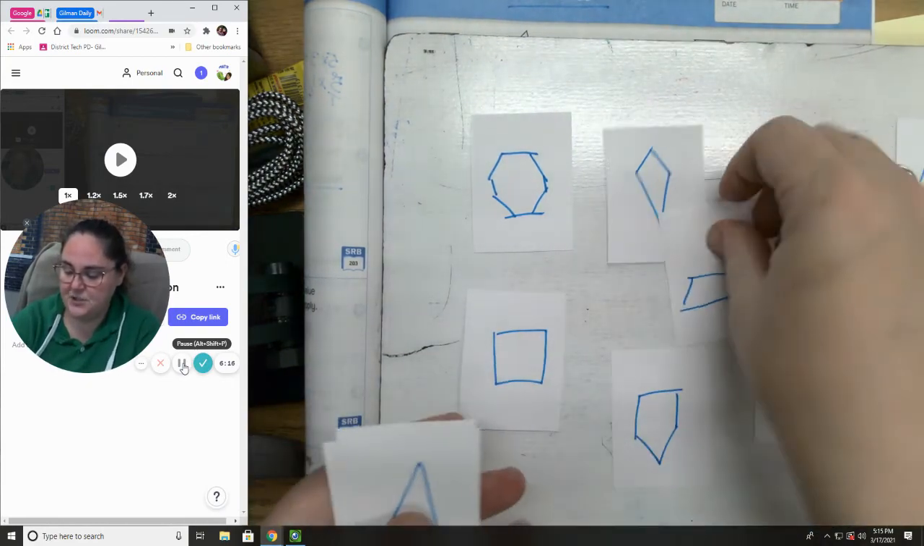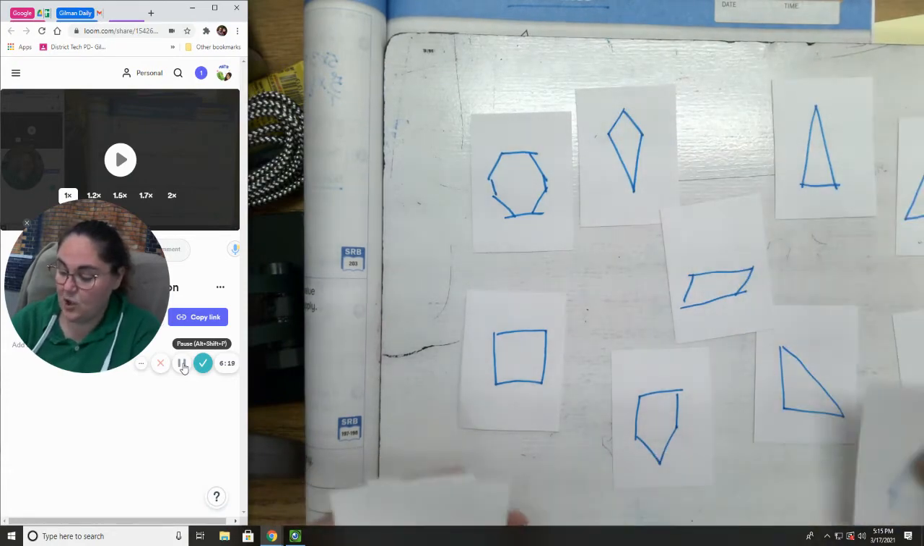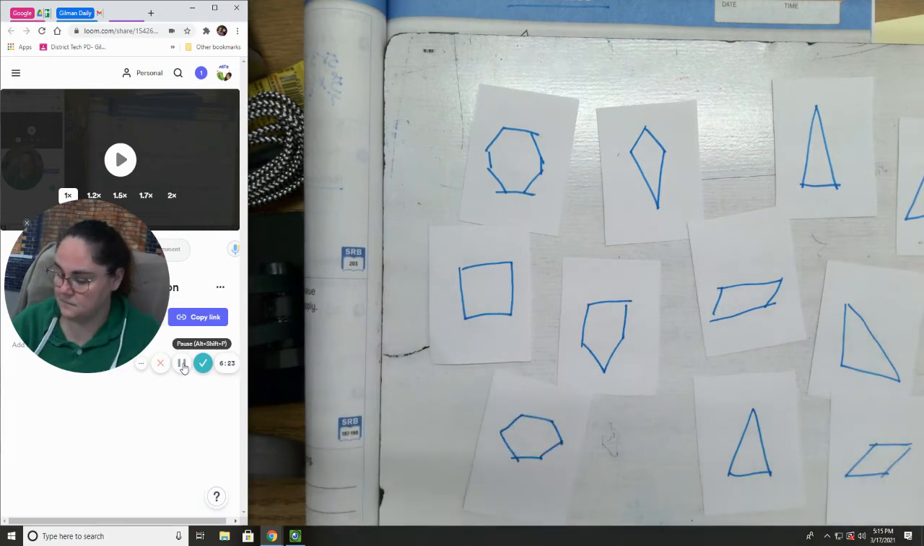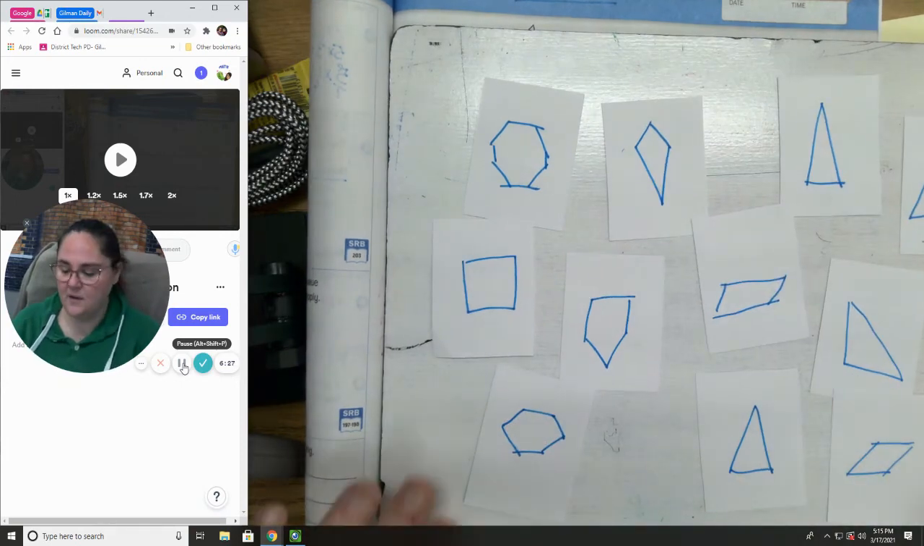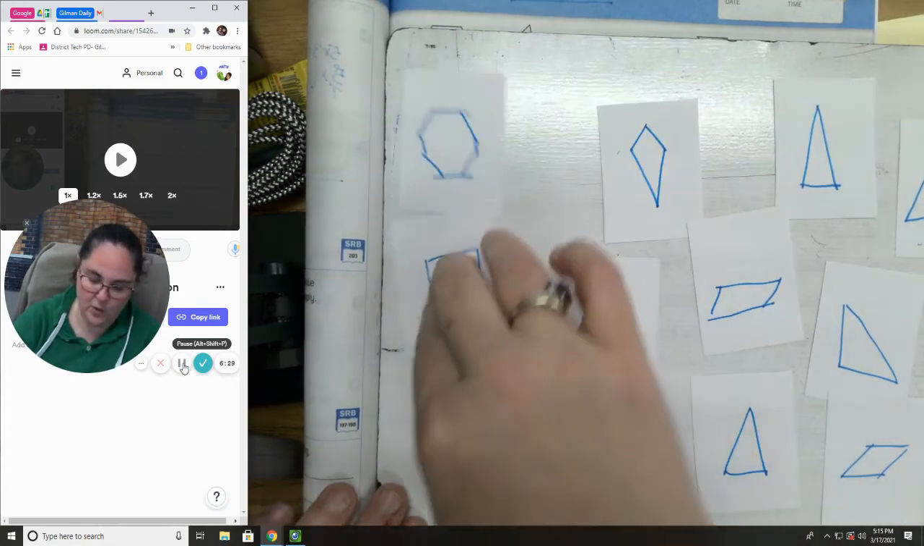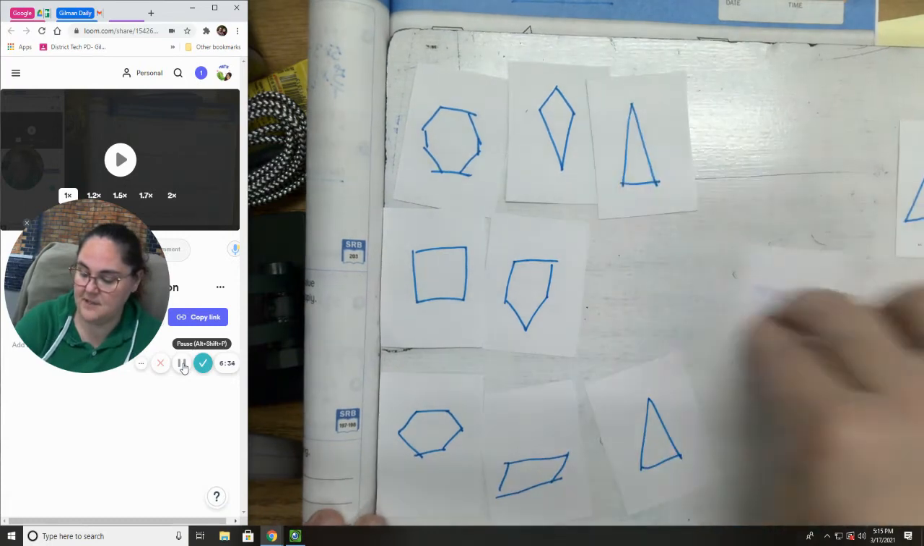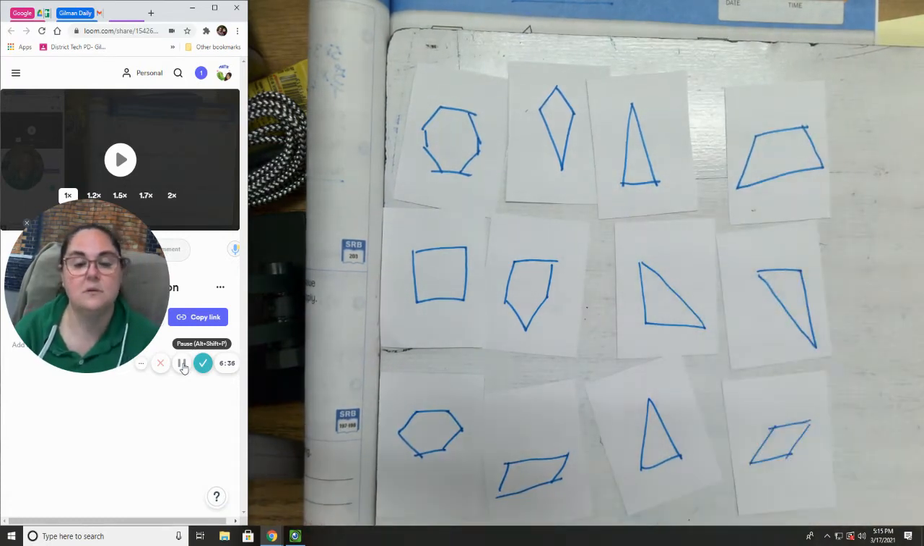I want you to look at these shapes. These are all polygons, okay? All of them. All right? What is one way we can classify or organize or go over these shapes? How can I change them? How can I mix them up? What can I do?